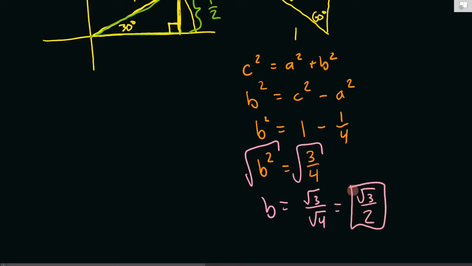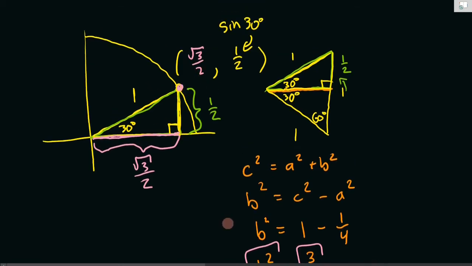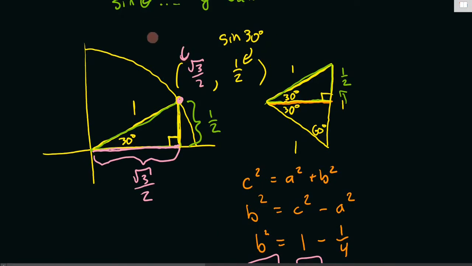Cool. So that means that this adjacent side in this triangle is root 3 over 2, which is the x-coordinate then of this point, right, because it's this far across. And the x-coordinate of that point is the cosine of 30 degrees. And so we can actually get the exact value, like in radical form, right down to infinite precision for sine and cosine of 30 degrees.